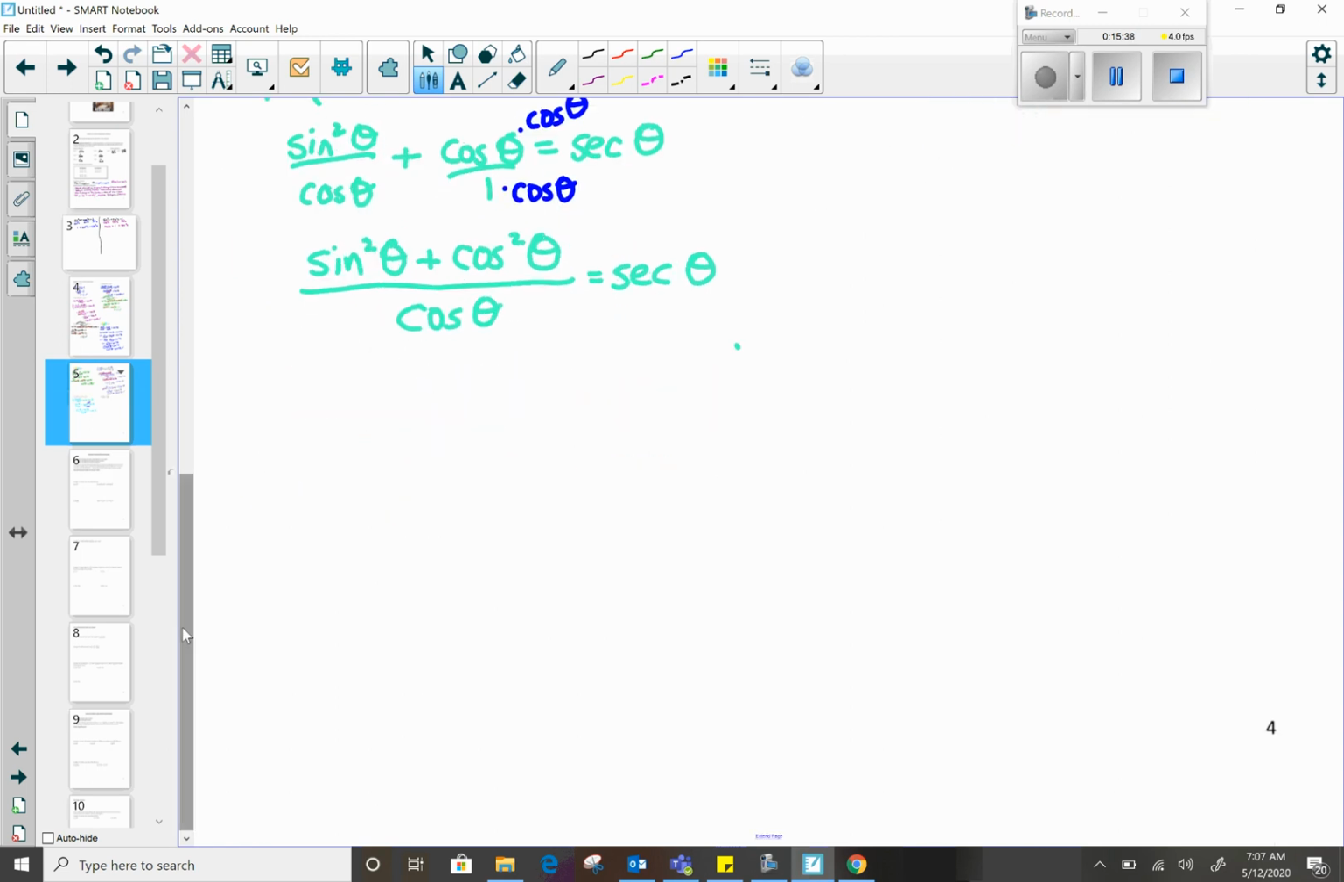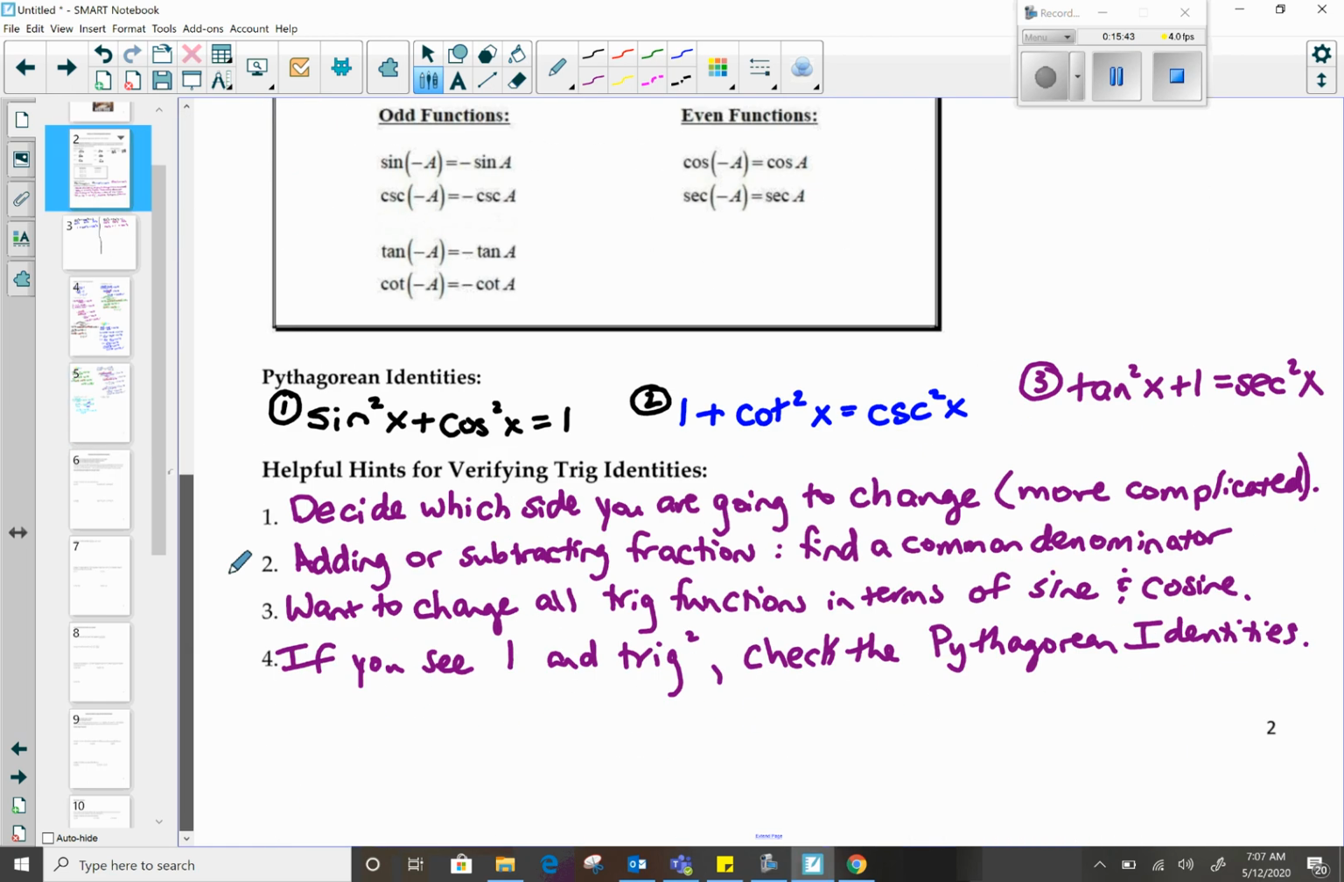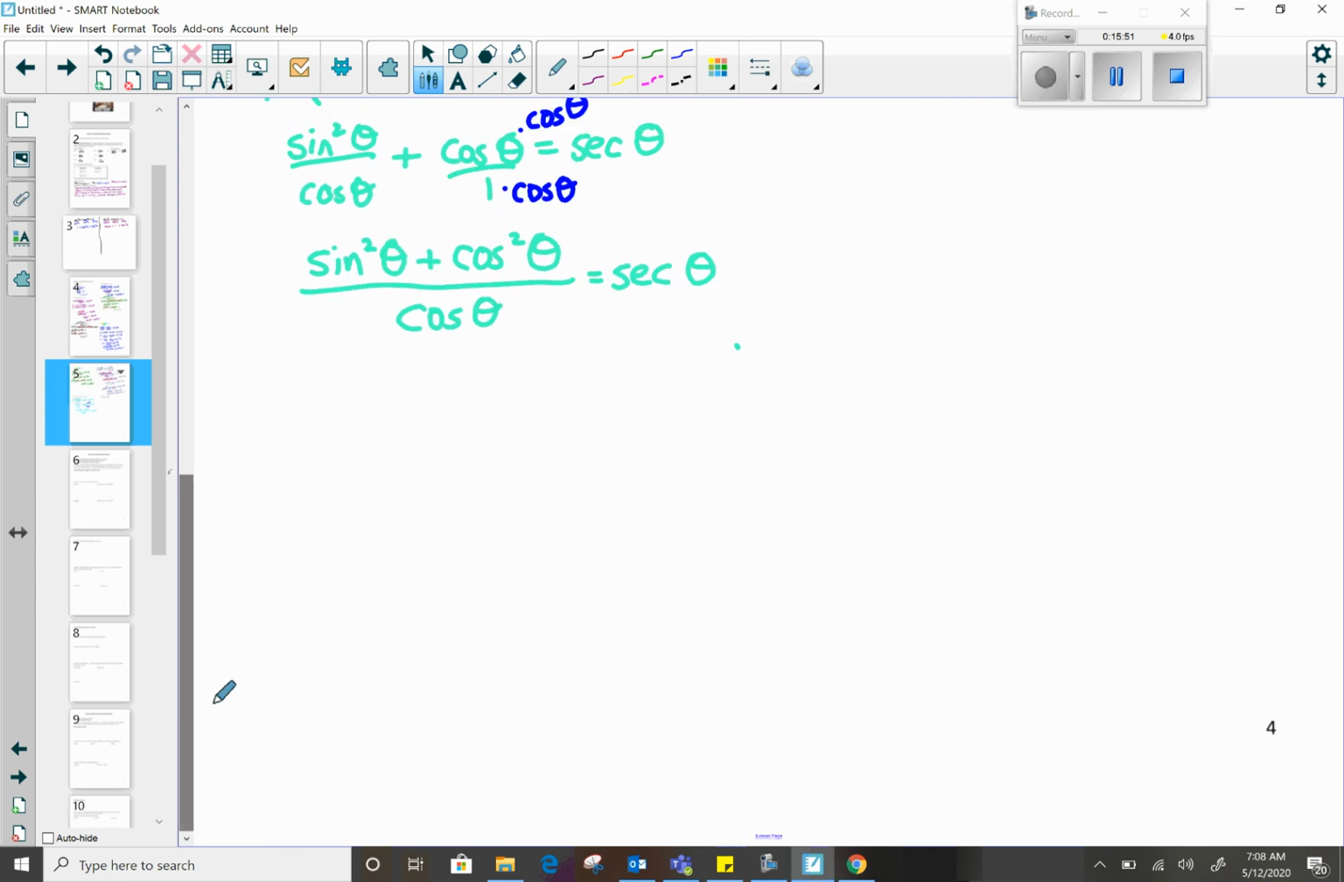Now, sine squared plus cosine squared, that's one of our Pythagorean identities. Sine squared plus cosine squared equals 1. So I'm going to replace this numerator with 1. So 1 over cosine is just secant. Secant theta equals secant theta. And that checks out.